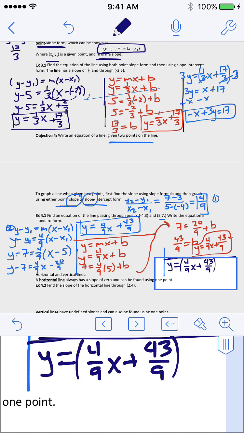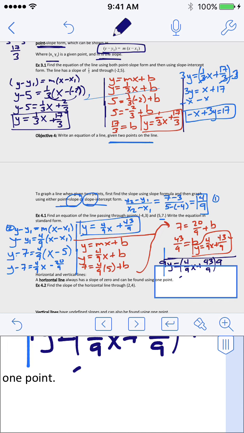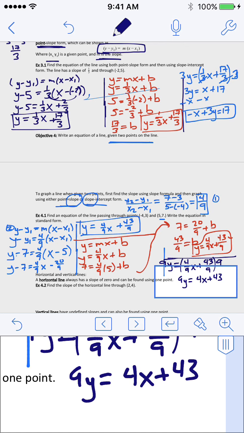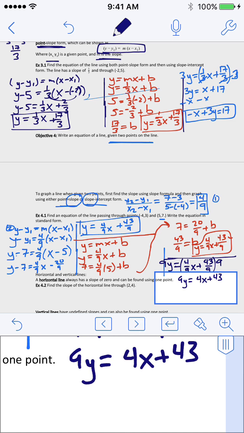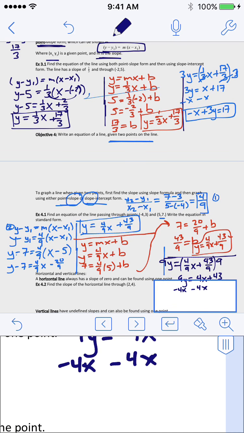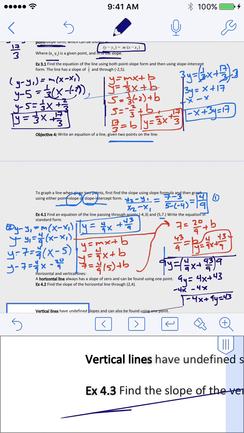If I want to get rid of these 9s on the bottom, I can multiply by 9 on both sides. And I end up with 9y is equal to 4x plus 43. Those 9s just kind of go away, right? Moved them over to the other side. And then, of course, this isn't actually a form. It's pretty. It's got nice whole numbers, but it's not a form. We have to have all the variables on one side for standard form. So we'll subtract the 4x from both sides, and we end up with negative 4x plus 9y equals 43. And that is our standard form.